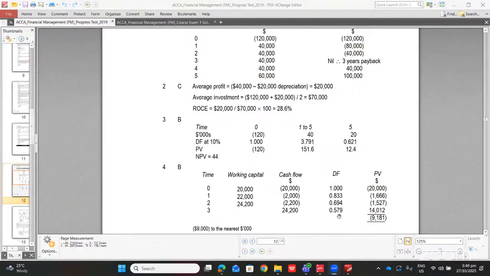The discount factor they say we must use is 20%. Look on the present value table at 20% for year 1, year 2, and year 3. Do your discounting and you get about 9,000. It doesn't reach 9,500, so when you round it to the nearest thousand, it's going to be negative 9,000. So the answer to question 4 is going to be B.